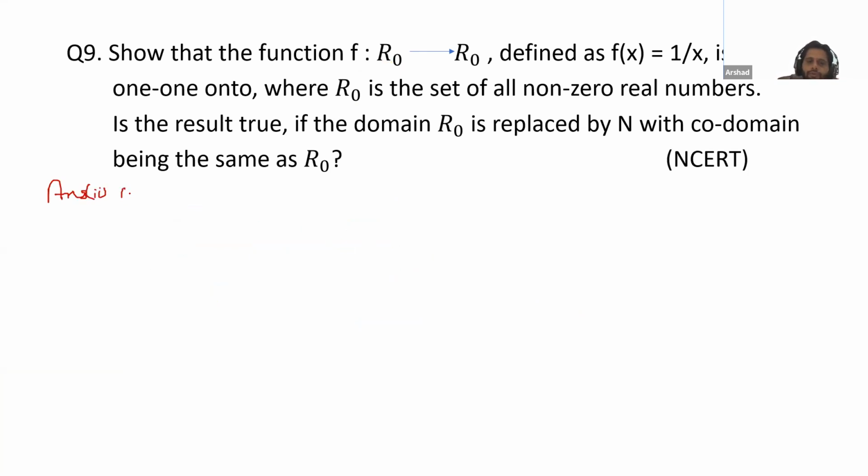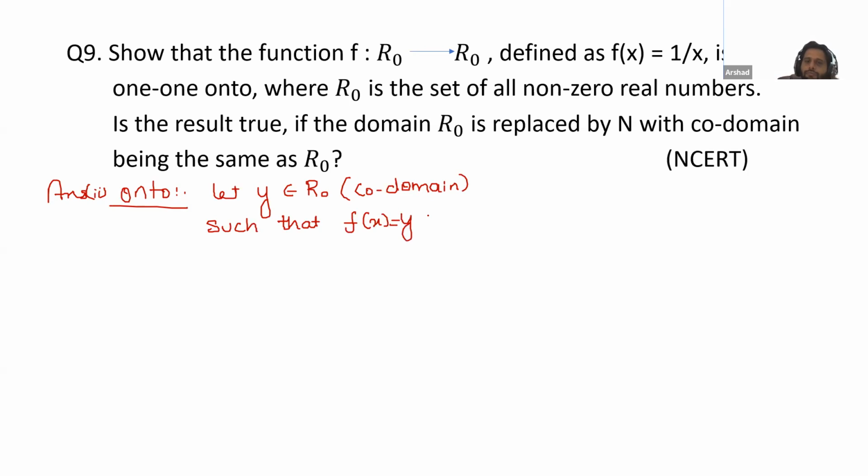Okay, now we will check for onto. You already know the steps. What we need to do, we will assume a value, let y belongs to R naught. R naught is what? Codomain. Codomain such that fx is equal to y. Fx means 1 by x is equal to y. Okay.